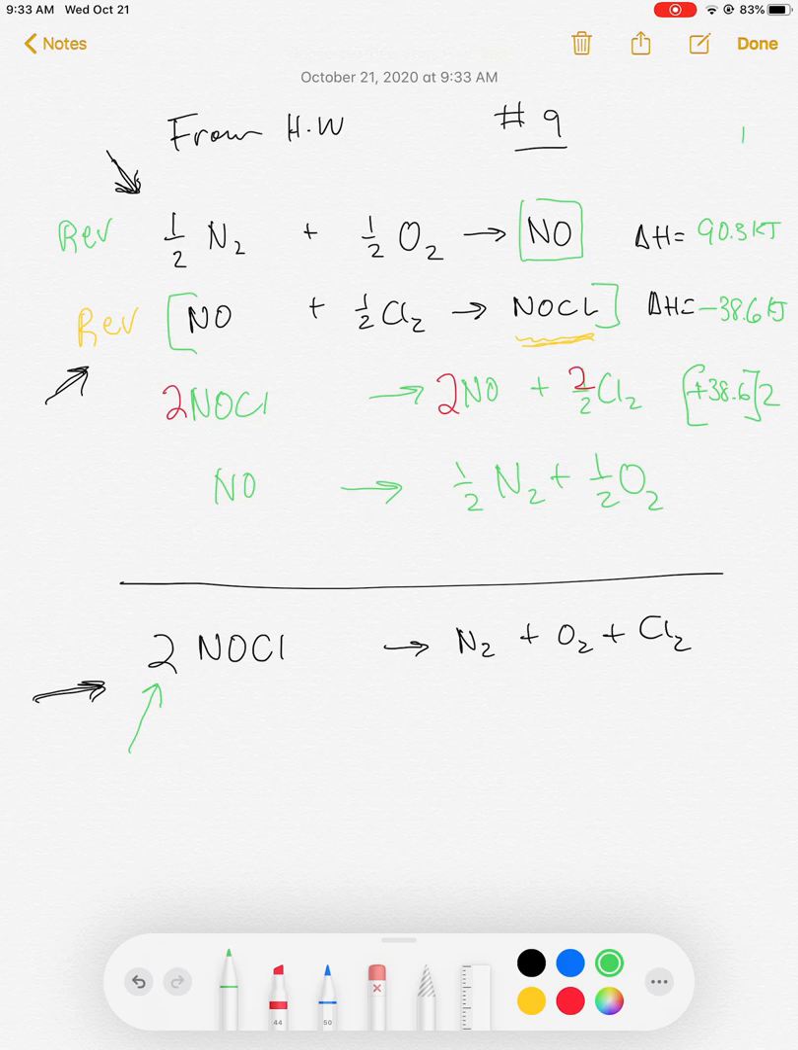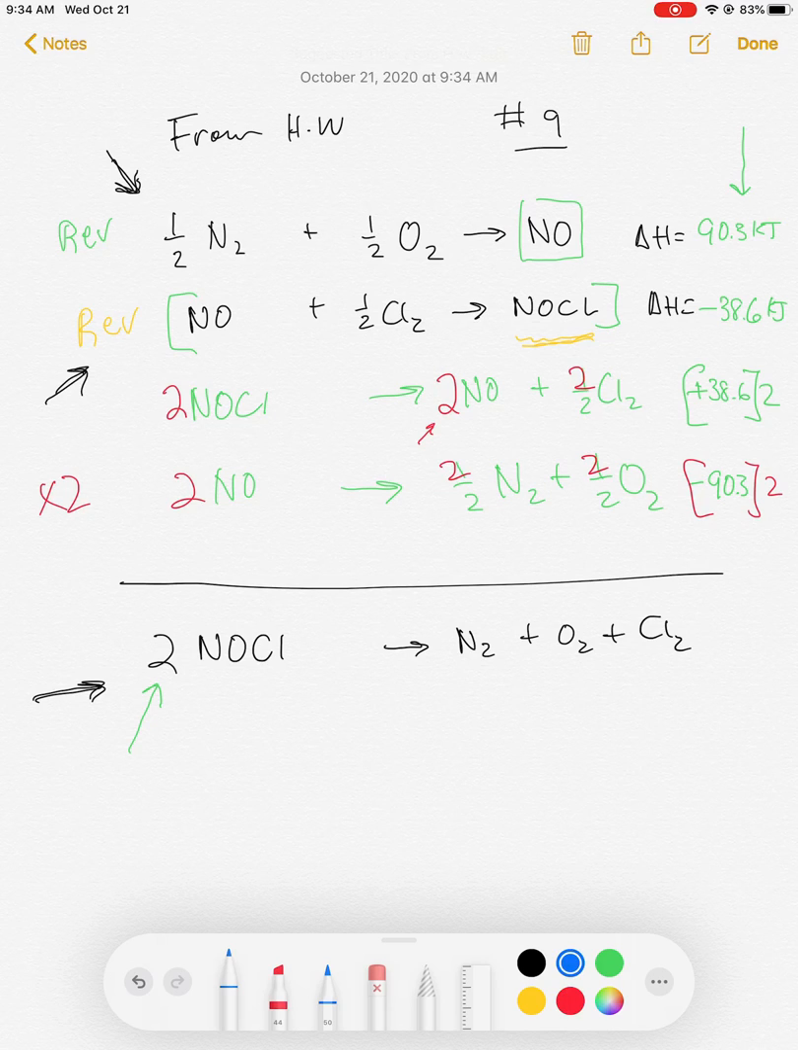And that means we need to reverse the delta H. So now it becomes negative 90.3 kilojoules. Now notice that we've got a problem here because we've got 2 NO. So we know that we're going to have to multiply this by 2. So this becomes a 2. This becomes, instead of half, it's doubled, it's 1. And this is doubled, and so we need to multiply that by 2.